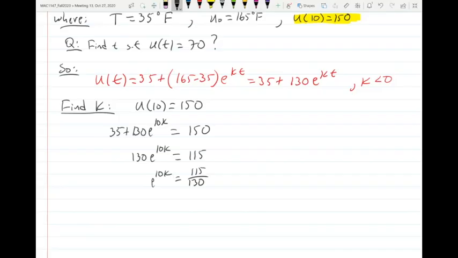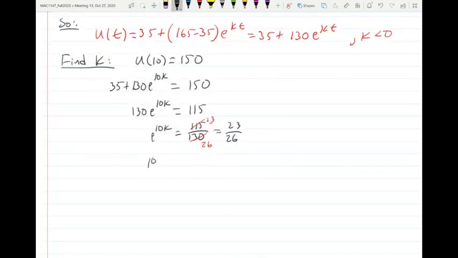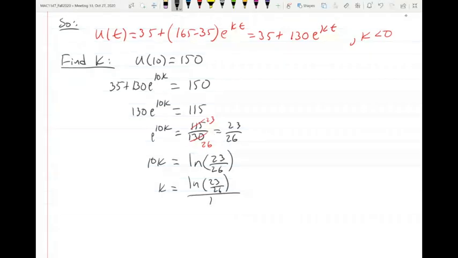Let's simplify this a little bit more, divided by 5. So this is 23, and 130 divided by 5 is 26. So this is 23 over 26. So we get that 10k is going to be ln of 23 over 26. So finally, we get that k equals ln of 23 over 26 divided by 10.